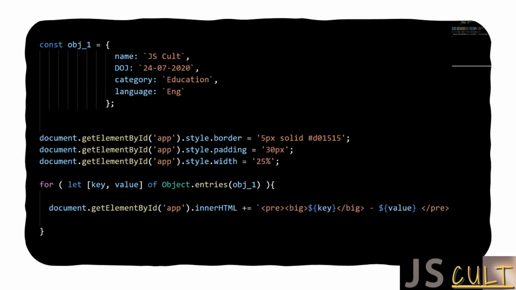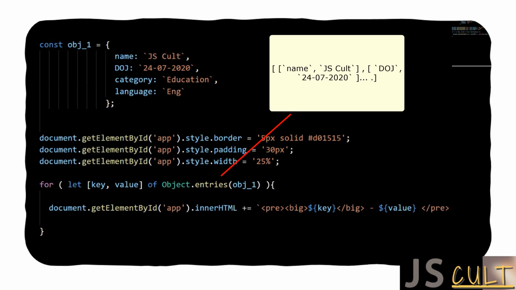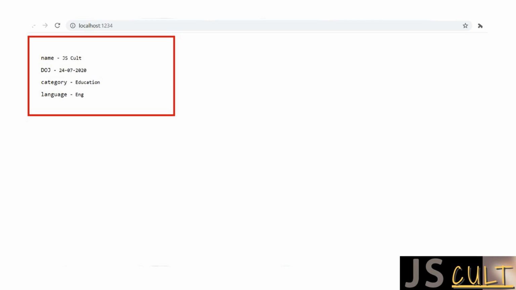As you all know, the Object.entries method returns an array having key value pair arrays of each item of the given object. In this example, the Object.entries method provides an elegant way to print the constant obj_1 declared on top. So this is how it appears in the browser.